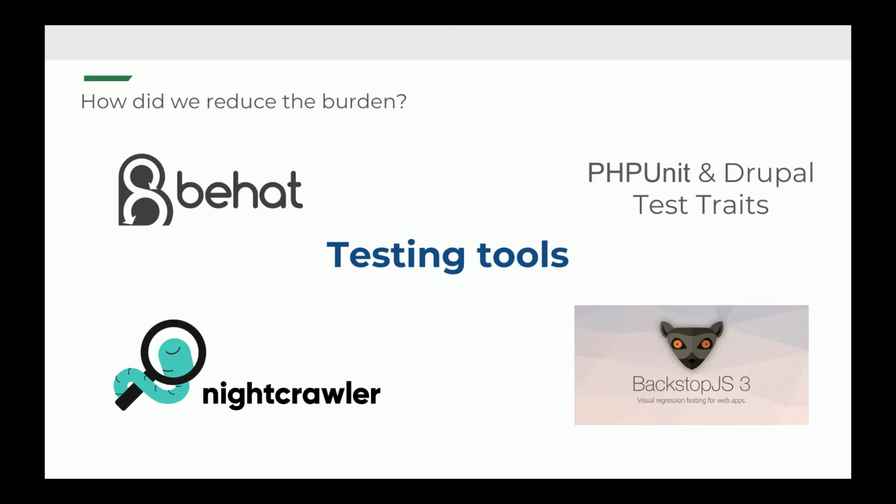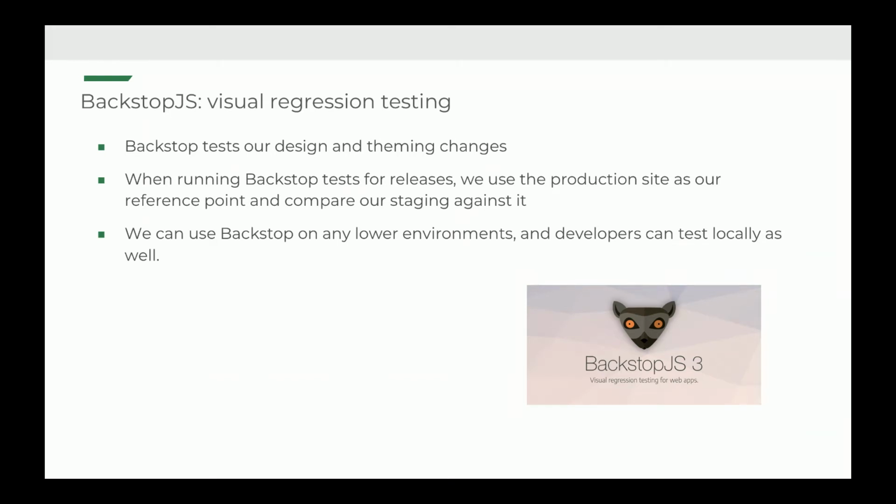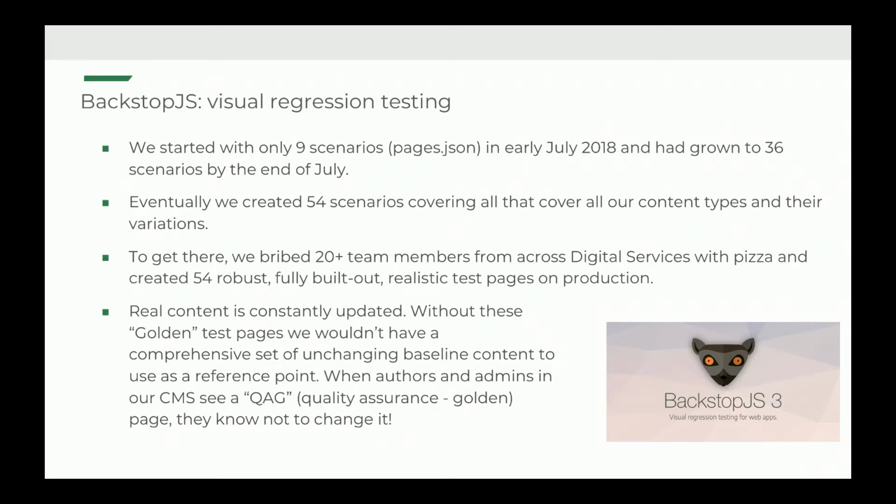So we added Backstop. Backstop was our visual regression testing. It was just to check for design and theme changes. So for releases, we would run production as a reference and stage as our testing and compare the two. You're able to use any environment with this Backstop that we implemented. But when it was first originally brought in, we only could do 9 scenarios because we are Mass.gov, we're a dynamic site, so it's changing every day. So it's not good to use the actual site.